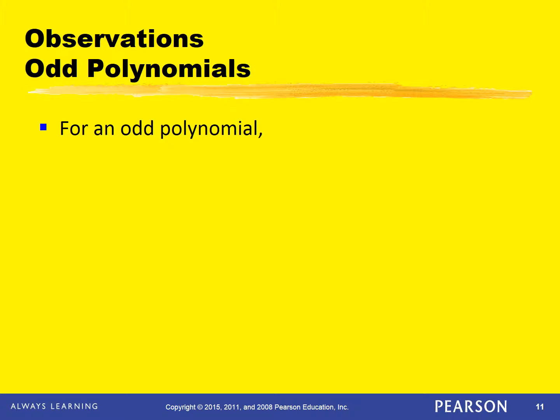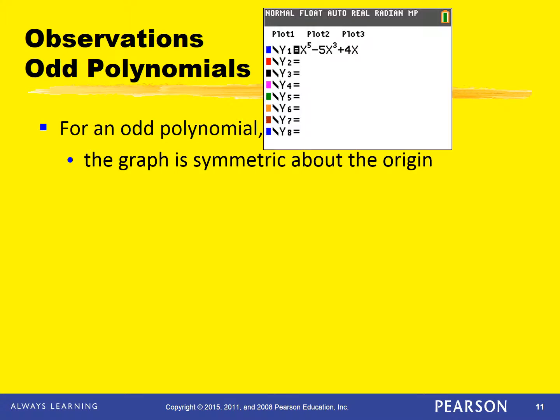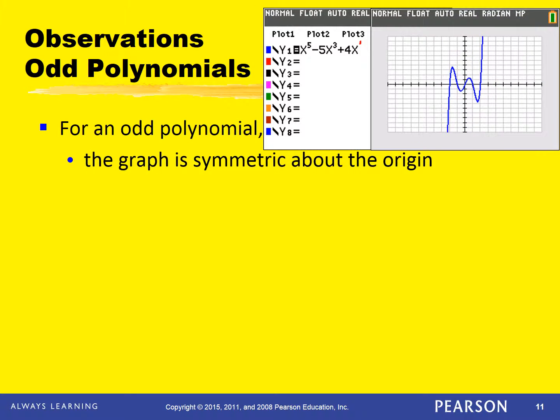Observations. For an odd polynomial, the graph is symmetric about the origin. So let's take H of x and remove the constant from it so that all of the powers of x are odd, making it, by the definition given earlier, an odd function. The result is a graph with origin symmetry.